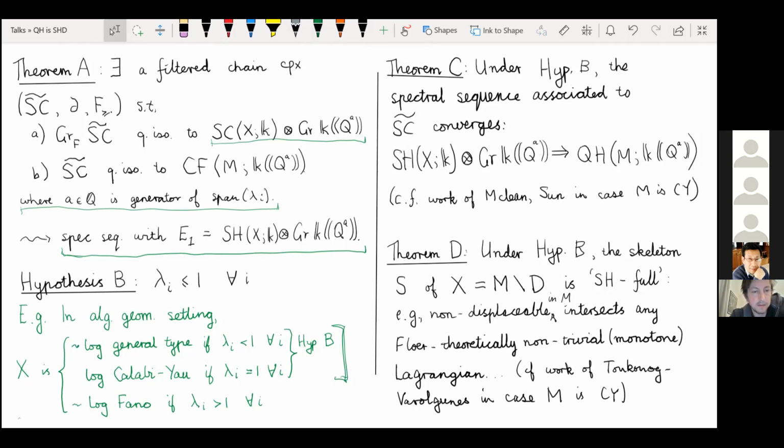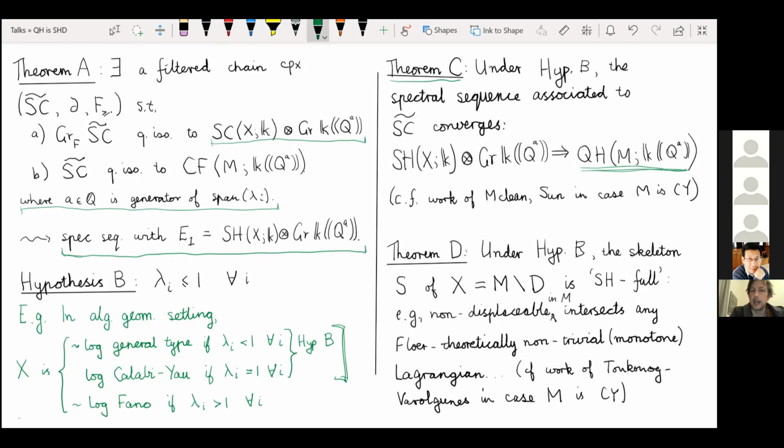So M should be Fano. In fact, Calabi-Yau is also okay, although that's the work of other people, which I'll mention. And X should be log general type or log Calabi-Yau, roughly. And our theorem says that under this additional hypothesis, the spectral sequence produced by theorem A converges to the cohomology of the filtered complex, which is quantum cohomology of M. So this is what we hoped for.